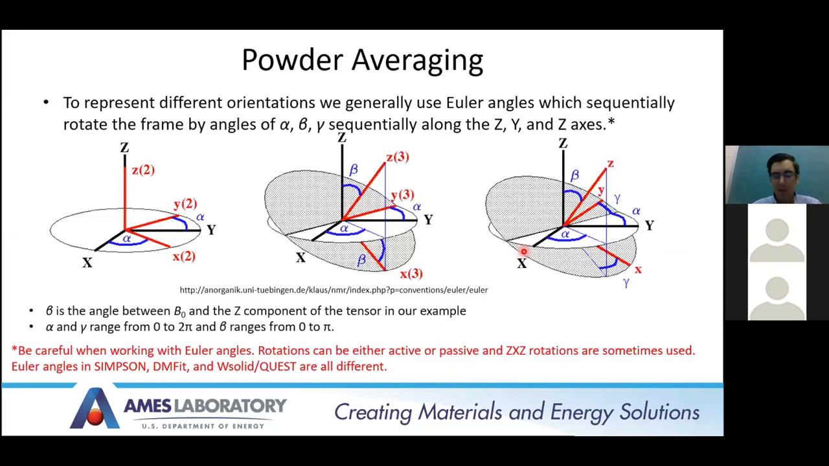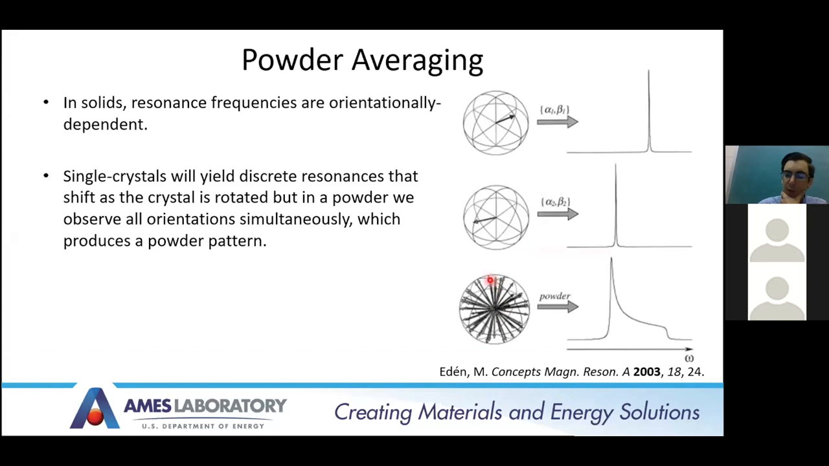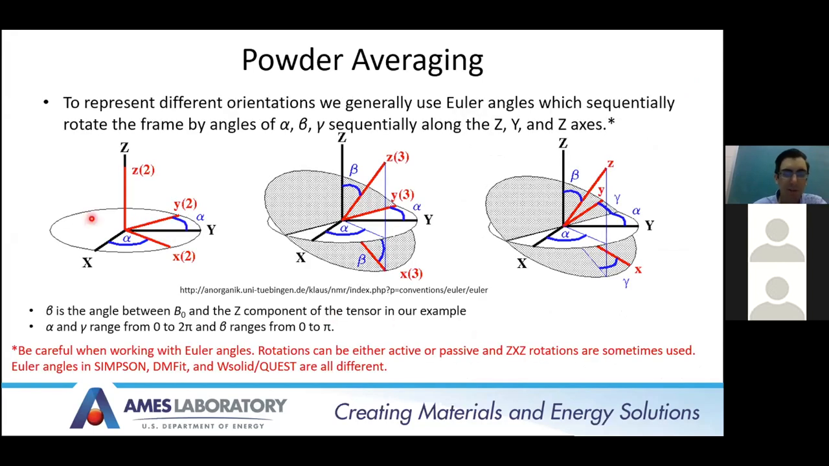And so the way that you would then simulate the spectrum is you would loop over all these different orientations with the proper statistical probabilities, and you would sum all of these individual crystallite orientations. To represent these different orientations, we effectively rotate the crystal, and we do this using Euler rotations. This is typically done with three Euler angles, alpha, beta, and gamma. And in NMR, what you see the most often is people use the ZYZ convention.